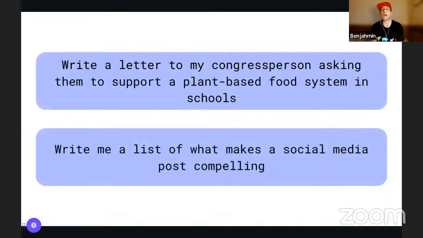Write a letter to my congressperson asking them to support a plant-based food system in schools. A lot of times there's different legislation going on, there might be one even locally happening near you, and you could just write a letter. A lot of times there are form letters, Fast Action Network style, where you can just copy and paste. But this is just one way to get creative. Write a list of what makes a social media post compelling. So again, just generating ideas to help get you started.